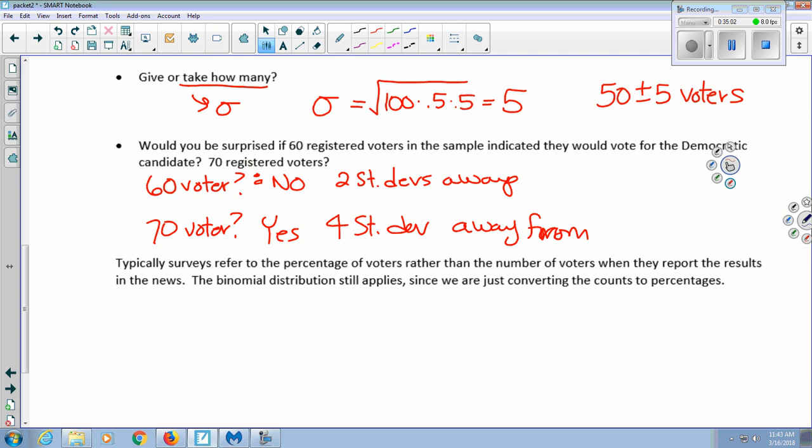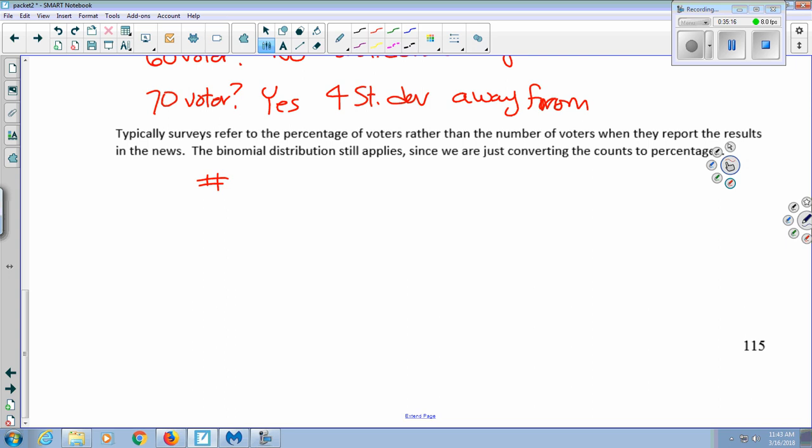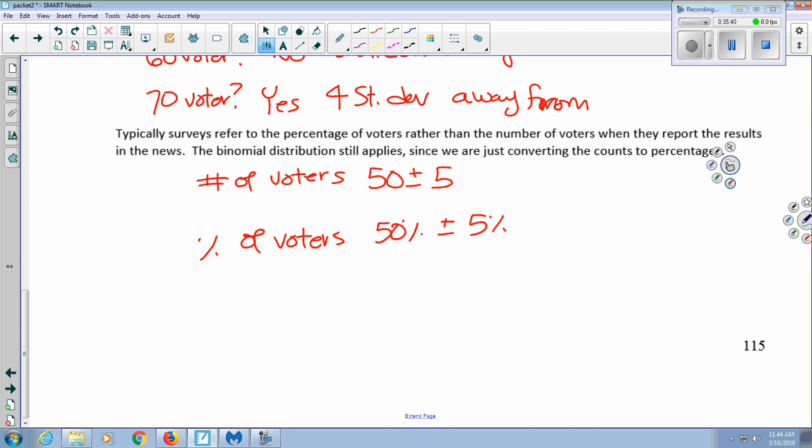Typically, surveys refer to the percentage of voters rather than the number of voters when they report the results in the news. The binomial distribution would still apply. We're just converting it to percents. So instead of what we've just been doing, number of voters, where we said 50 plus or minus 5, it's more typical for it to be percentage of voters and see it reported as 50% plus or minus 5%. Okay, so that wraps up all of chapter 6. Remember the importance of knowing how to use the tables and which table to use when you're calculating a probability.